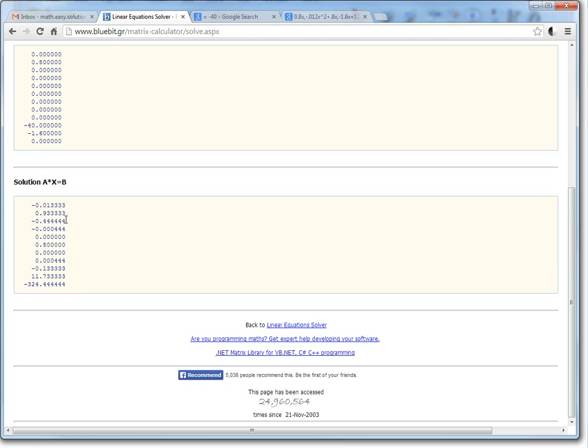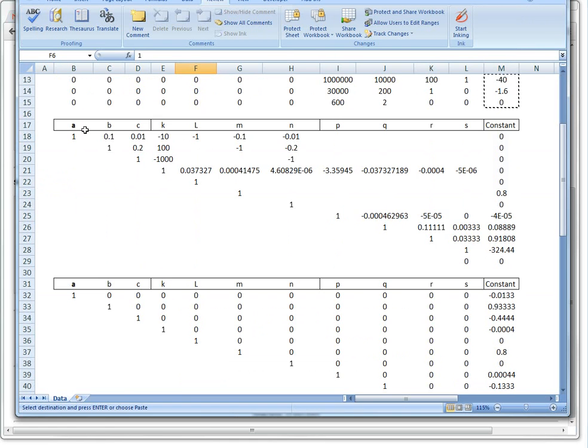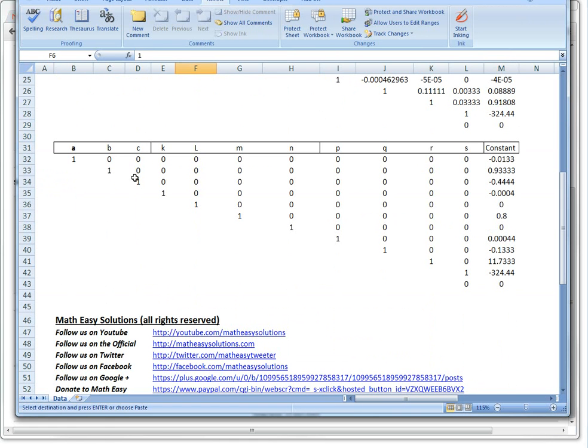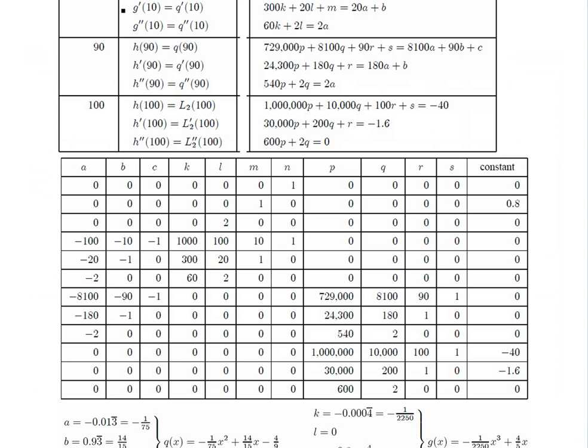So these are the answers, and this just means that we set up this matrix in terms of this 1 1 1 1 1 across, and this is A equals negative 0.0133. B equals 0.9333, etc. And we have this last one, S equals negative 3.244. So we have all the variables based on this matrix calculator.